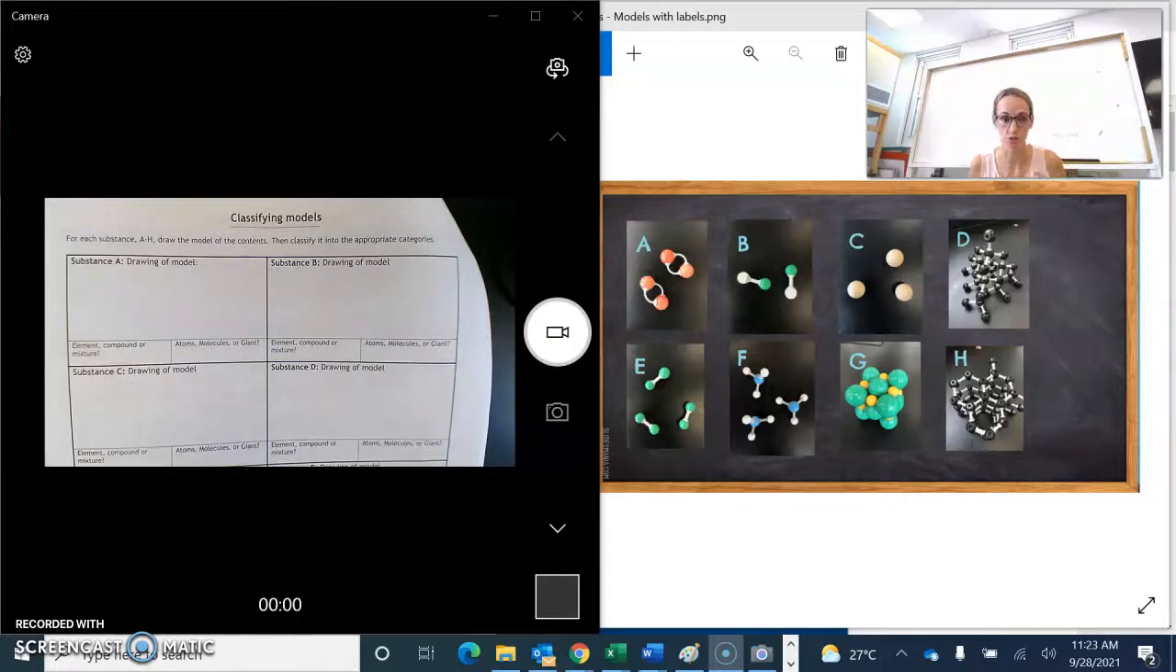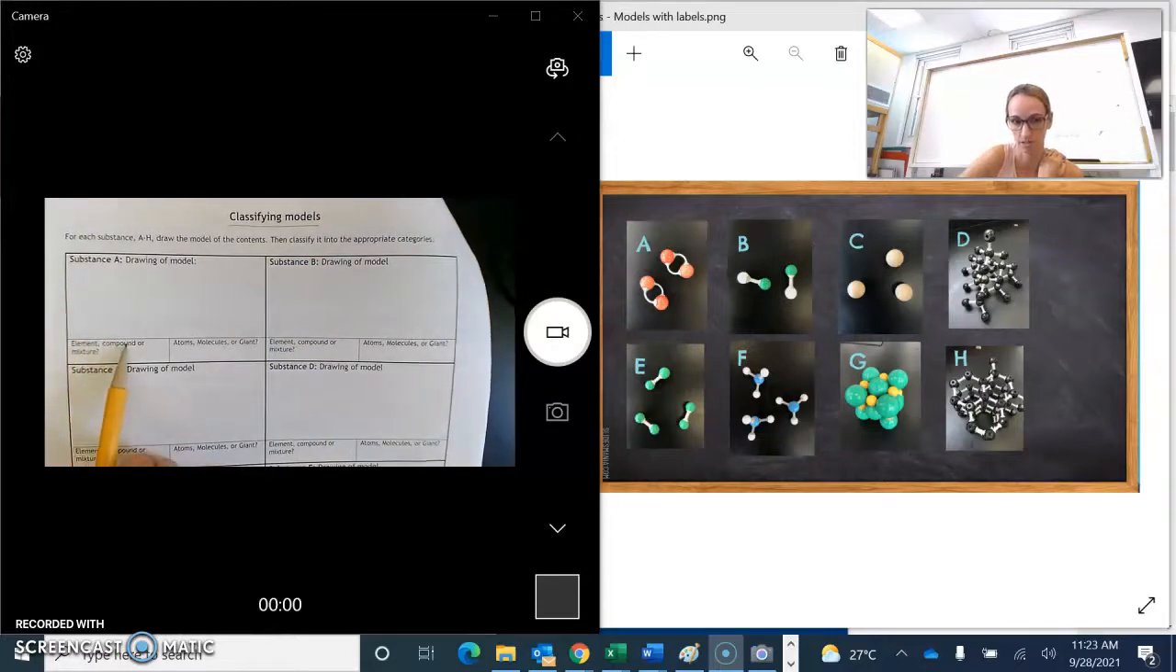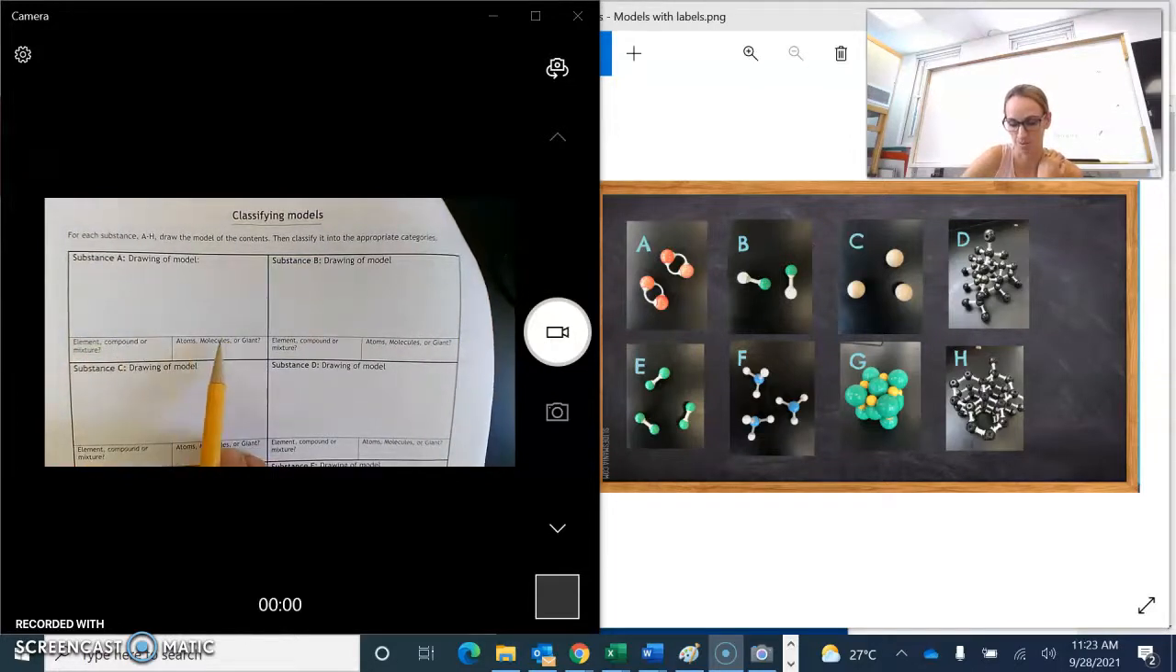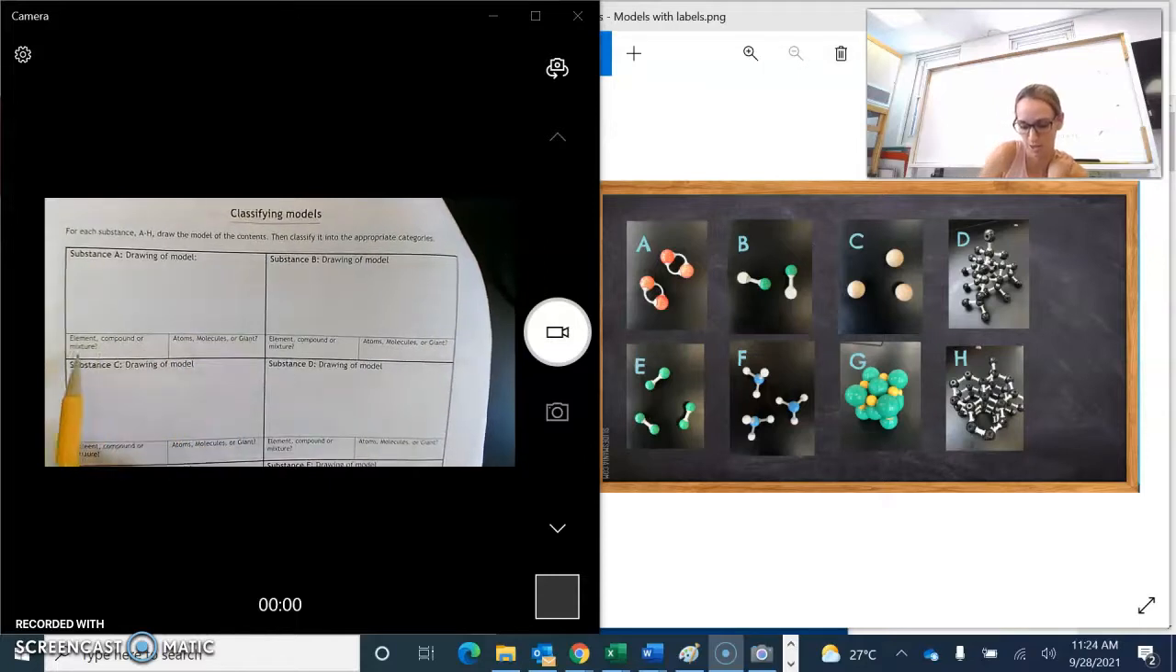And now that you've done the Kahoot, it's time for you to go back to those models and double check that you really understand when something is an element or compound and when something is atom, molecule, or giant. Now, I'm going to tell you right now, none of the substances A through H are mixtures, so you can ignore that word mixture. I haven't given you any of those.